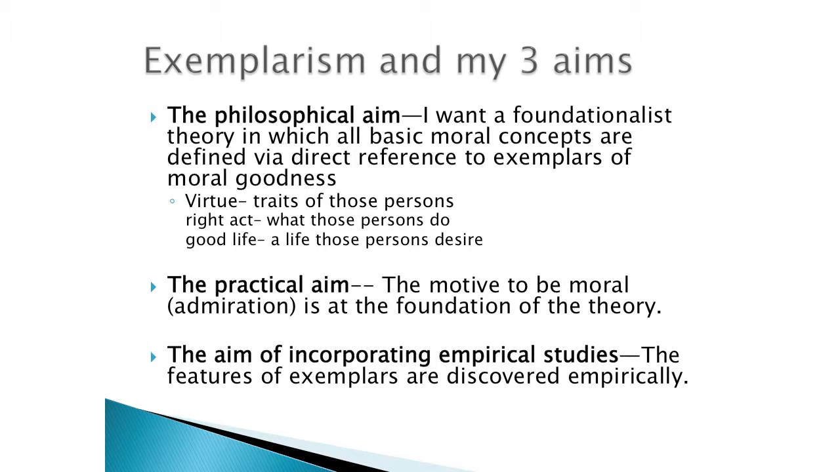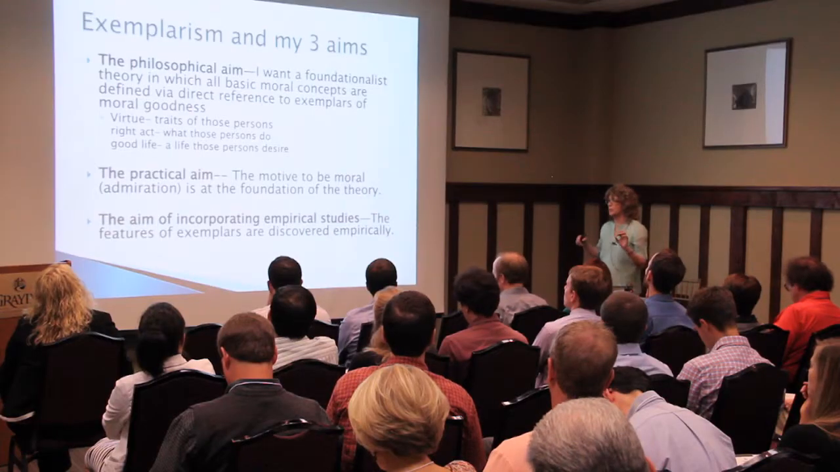So the idea is roughly: virtues are traits of those persons, right acts are acts that those persons would do or would think they have most reason to do in some set of circumstances, and a good life is a life those persons desire. That's the idea. So the concepts of most interest to ethics are defined by examination of the exemplars.